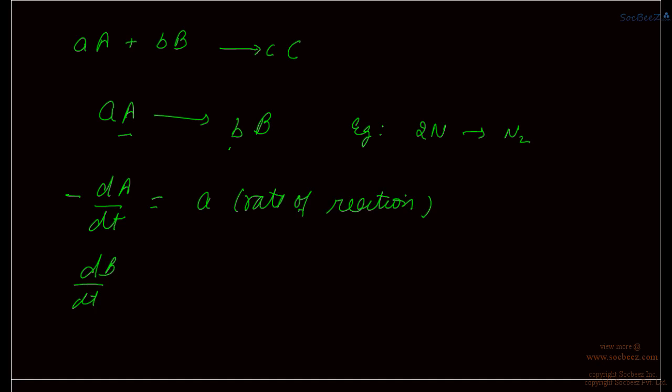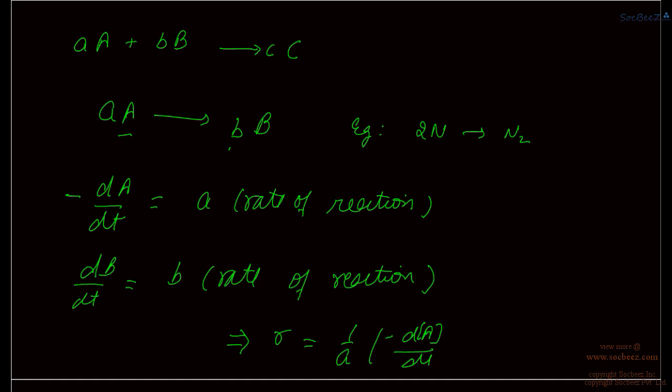And rate of appearance of products was b times the rate of reaction. Therefore, the rate at which the reaction is progressing was 1 by b times the rate at which that particular species is appearing or disappearing. And hence, since rate is always equal, whether we are considering reactants or products, the rate of reaction was 1 upon a times the rate of disappearance of A, and it was 1 upon b times the rate of appearance of B.